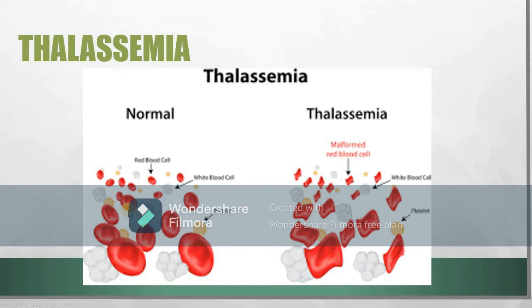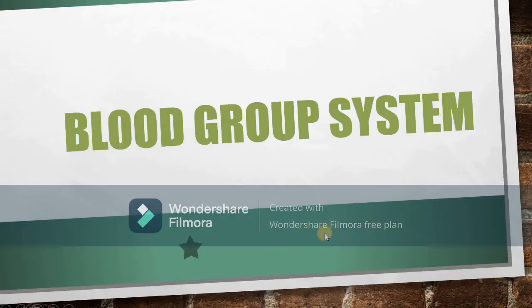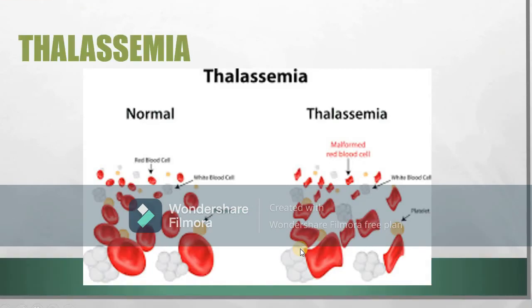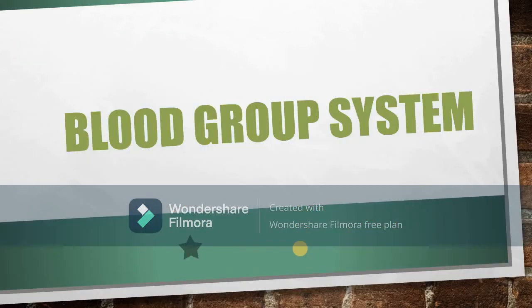This one is the normal red blood cells, and you can see in case of thalassemia, the shape of the red blood cells is changed, and the mutation results in the production of defective hemoglobin, and the patient cannot transport oxygen properly. As a result, thalassemia will occur, and it can only be cured by bone marrow transplant, but it is not 100% curable.